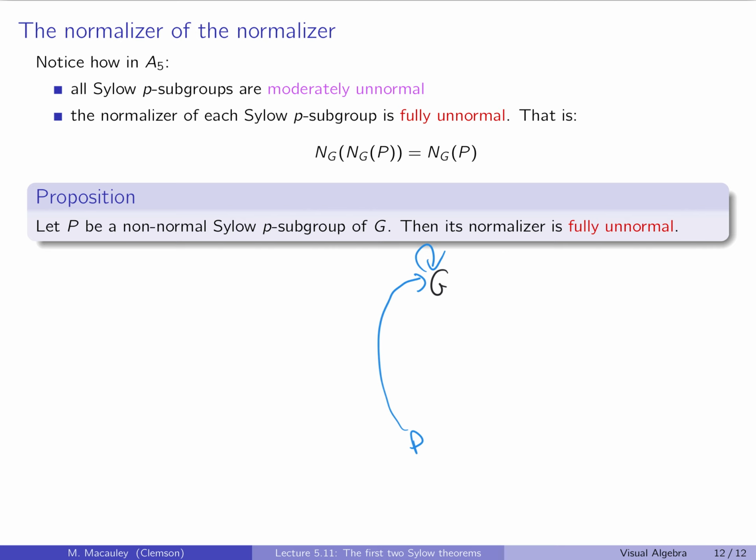But that's the trivial part of this. What this is saying is that if we take the normalizer and we don't get to the top, then if we do it again, we'll stay there. In other words, this subgroup is its own normalizer. It's fully unnormal. I mentioned this back in chapter 3. This is one reason why I like these terms, moderately unnormal and fully unnormal, because they're useful, especially in Sylow theory. I can say things like this: p-subgroups cannot be fully unnormal unless they are Sylow. The normalizer of a Sylow p-subgroup is either the whole group or it's fully unnormal.